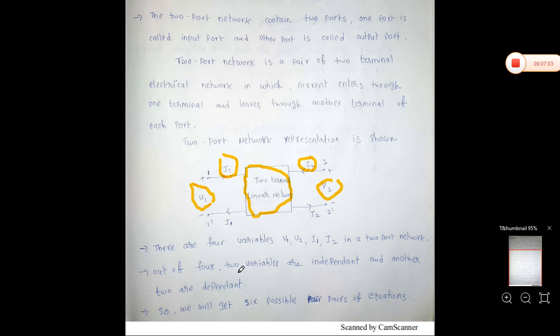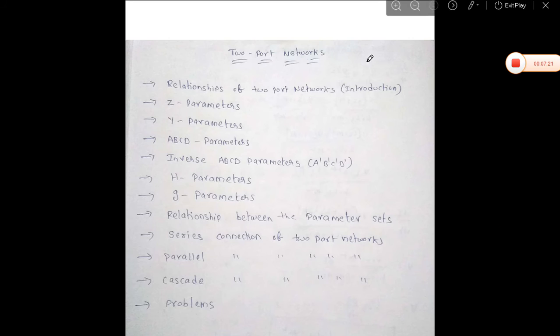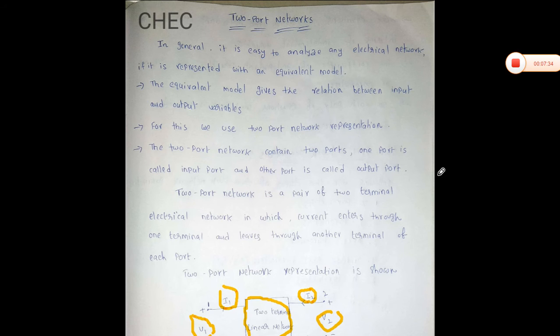Out of four, two variables are independent and another two are dependent, so we get six possible pairs of equations. In the two-port network parameters, we get six possible pairs of equations. I already told that in the previous syllabus. Six variables, nothing but 1, 2, 3, 4, 5 and 6. These are the six parameters, and we get six pairs of equations here also, right?